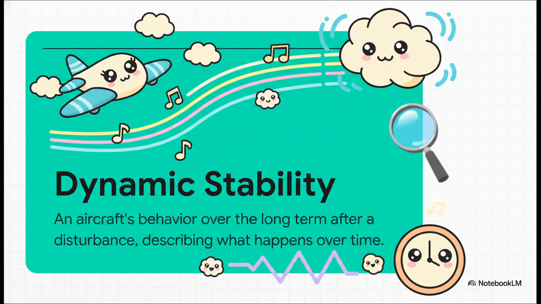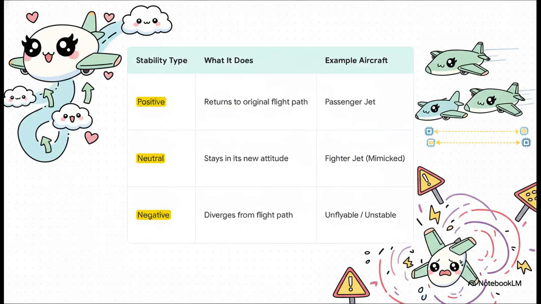And then there's dynamic stability. This is the long game. It's about what happens after that initial reaction. So after that gust of wind, does the plane eventually smooth itself out and get back to flying normally? Or does it keep wobbling back and forth? Does that wobble get smaller and smaller until it disappears? Or does it get bigger? That's dynamic stability.